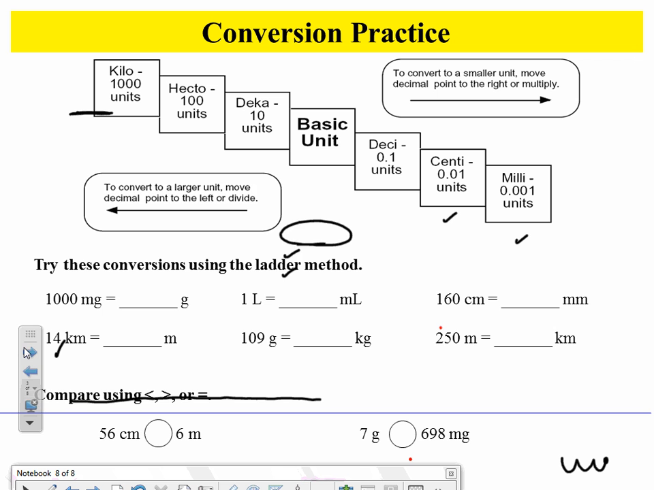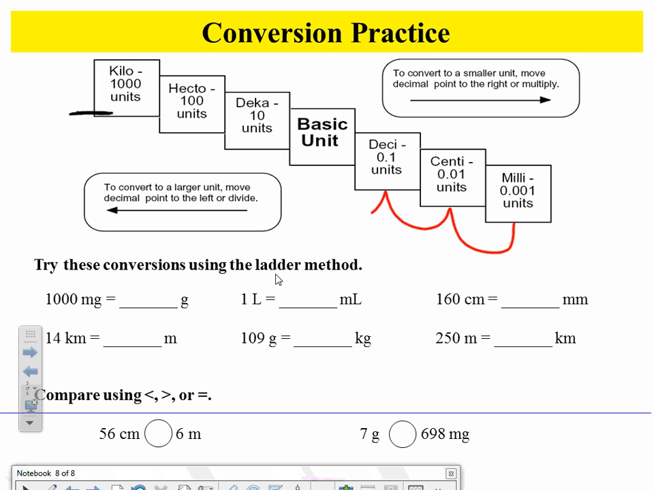Okay, so let's do some practice. All right, so if you have 1,000 milligrams, you want to know how many grams it is. You start at milli. How many boxes? It's 1, 2, 3 jumps to get to our base unit of grams. So we're going to move our decimal point 3 places to the left. The decimal point is right here. You're going to go 1, 2, 3 places to the left. So we have 1.000 grams.